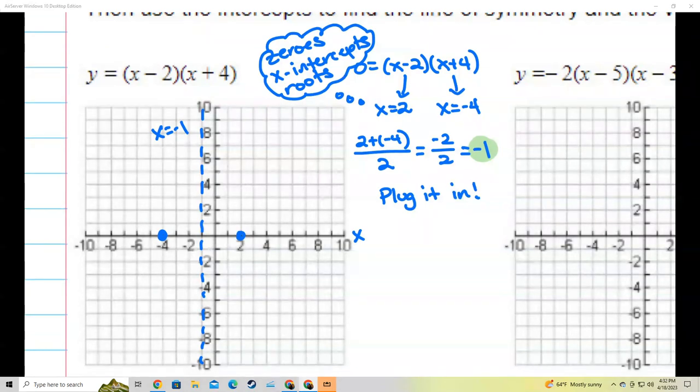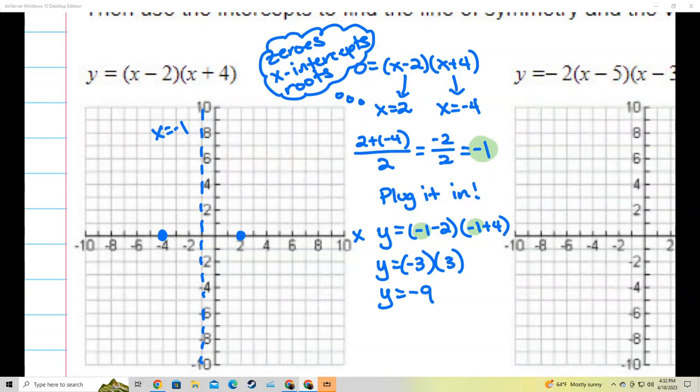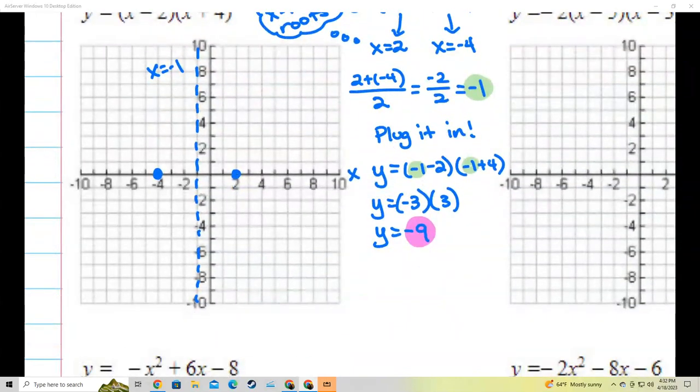All right, we're going to plug in our -1. So what I get is y equal to -1 minus 2, parentheses, -1 plus 4. All I did was plug in my -1 into my equation. When I do that, I get y equals -3 times +3, which means y equals -9. I just found the second part to my vertex. That means I should know where my vertex is now. My vertex is at -1 comma -9.